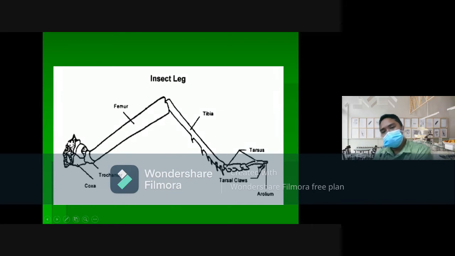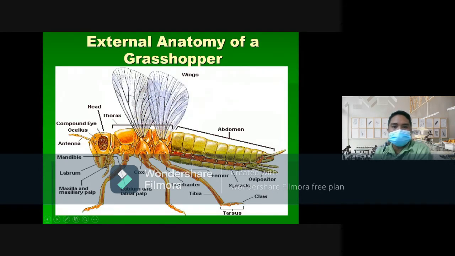You also have the tarsus. So from femur to tibia, the tarsus is attached after the tibia. The sharp claws at the tip are called the tarsal claws. You also have the arolium, the part of the insect's leg that you see as its pointed tip, the arolium. That's the parts of the insect's leg.